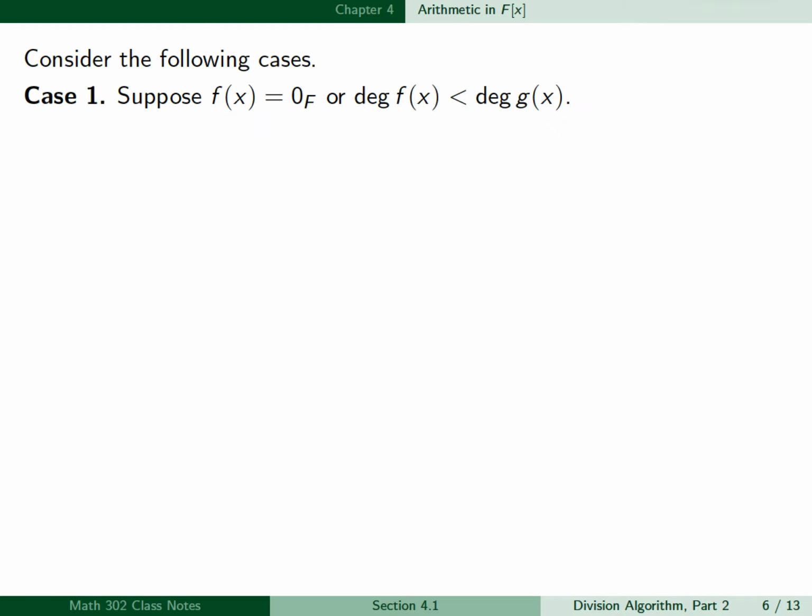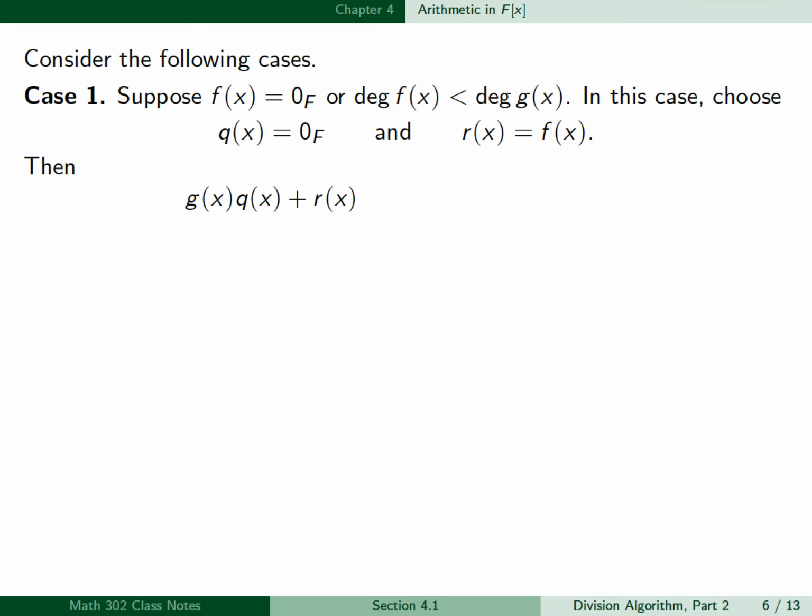So case 1: suppose f(x) is either 0 or the degree of f(x) is strictly less than the degree of g(x). In this case, we're going to choose the quotient q(x) equal to 0 and the remainder r(x) equal to f(x). So for both of these possibilities, we'll choose q(x) and r(x) as shown.